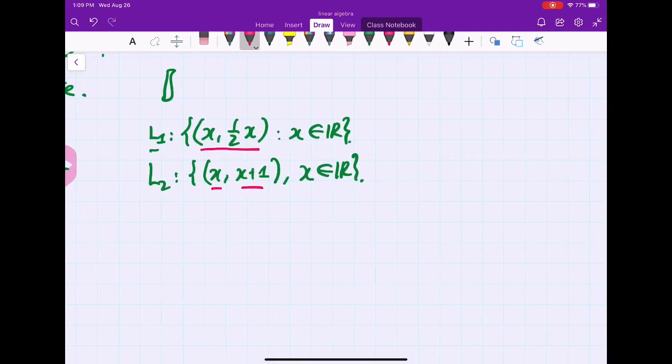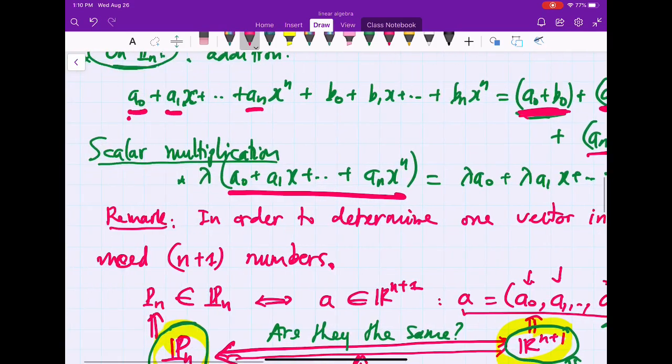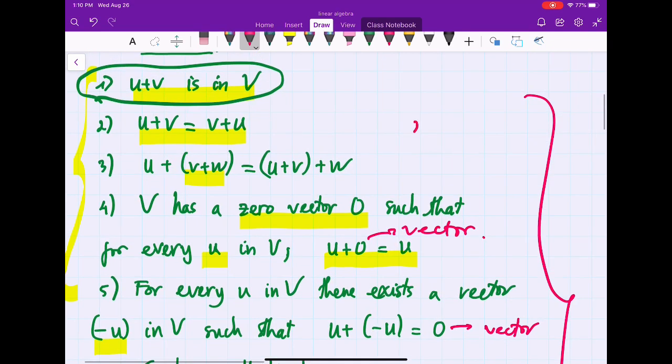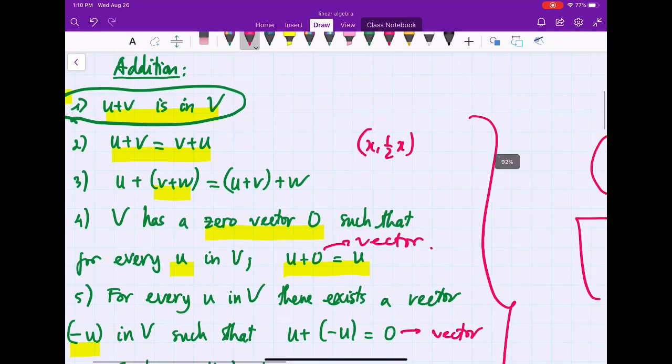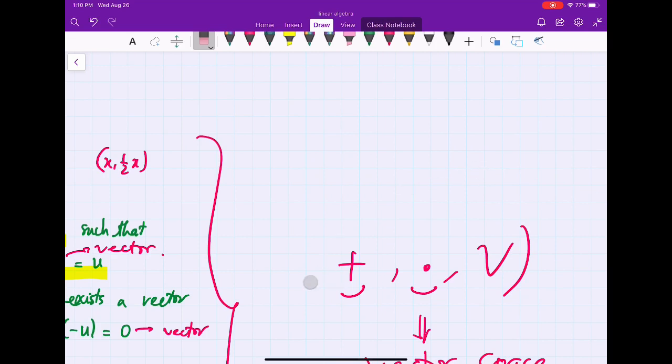Look at this. I bet you may check the 10 properties of L1. And L1 satisfies the 10 properties. You may do that yourself. I very much hope that. So let me check all of them and then we'll see, right? So I will write L1 in here. That is (x, 1/2 x), right? So what I mean is, u plus v is in V. Okay, so the first property, let me erase this.